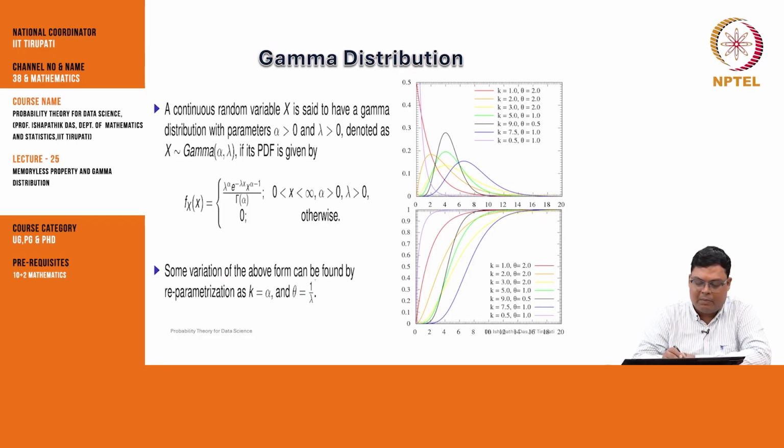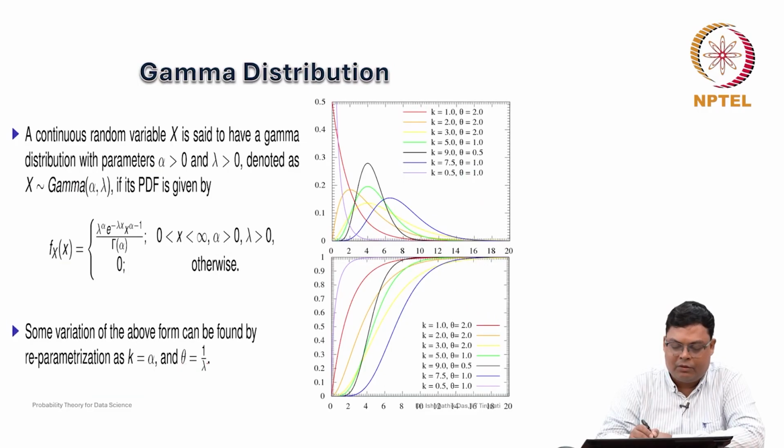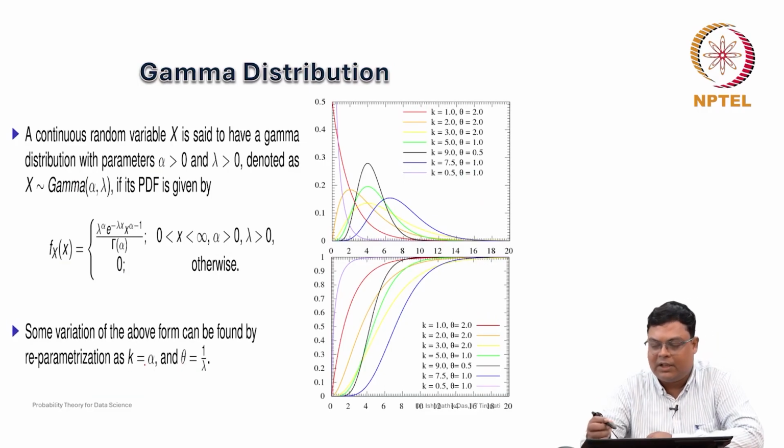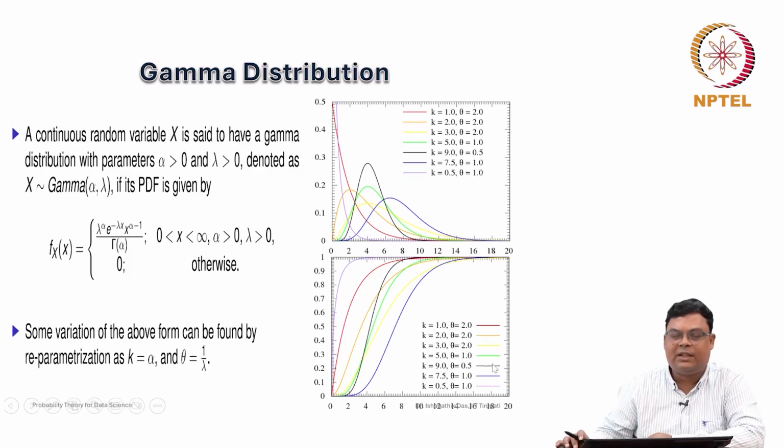This variation of the above form can be found by reparametrization with k equal to alpha and theta equal to 1 by lambda. There are different variations; some curves for different values of k and theta are given for the gamma density curve, and the cumulative distribution function you can also see here. Let us discuss some of the important properties of the gamma distribution.